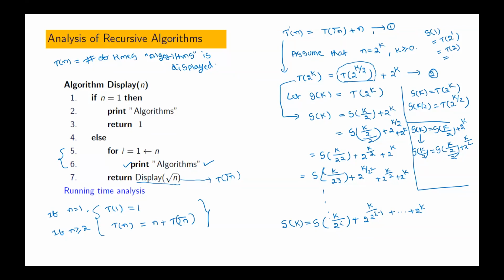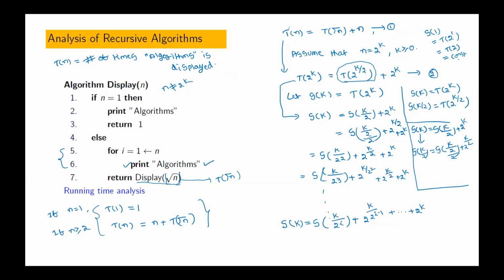N plus. Again, if you don't assume n is of the form 2 power k, then we need to take either floor or ceiling. Otherwise, we don't get an integer there. So this is again some constant I can take.